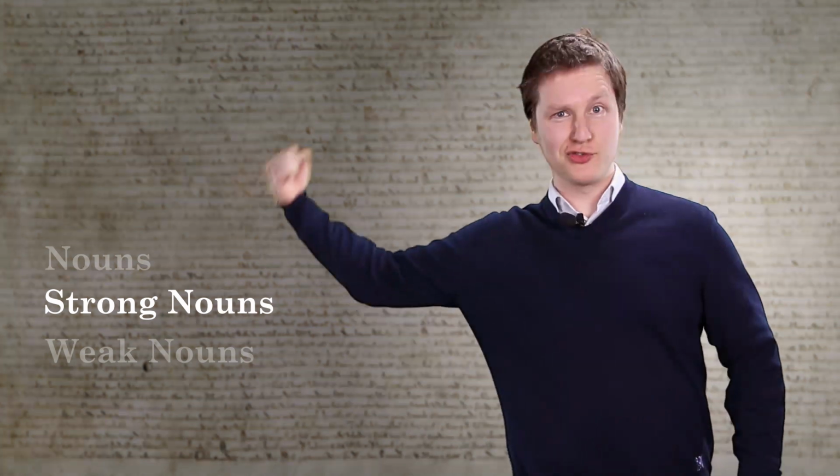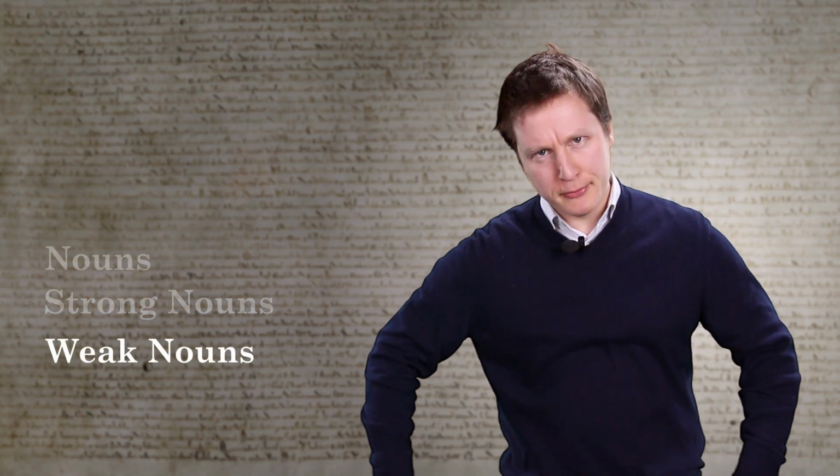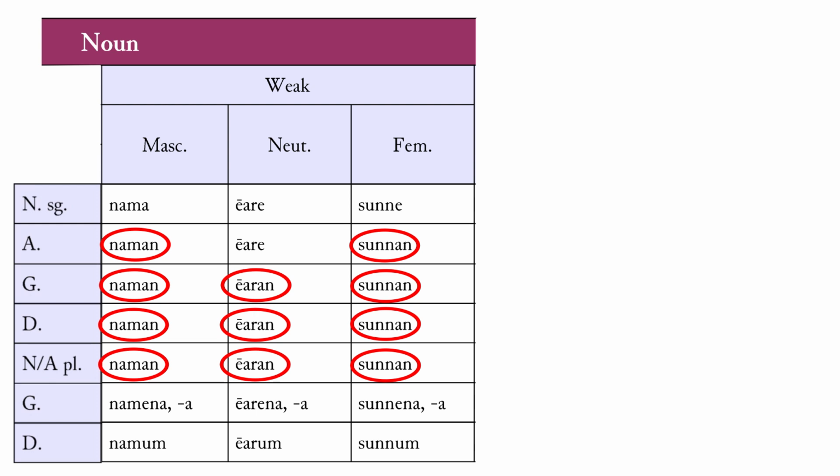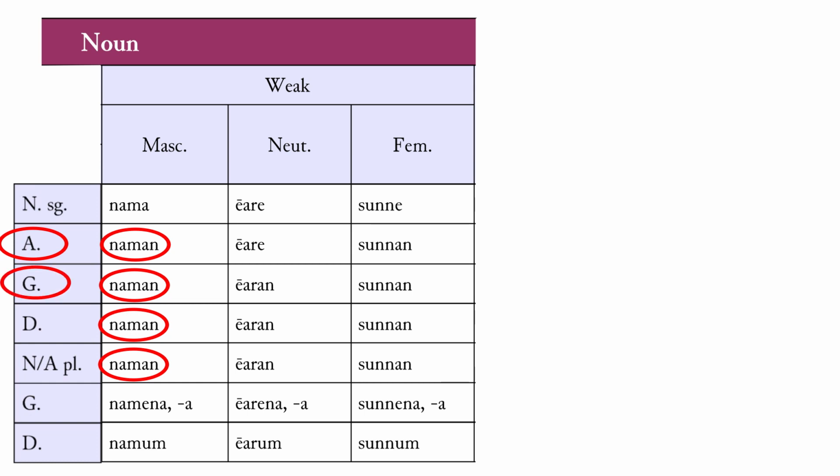Now that we've looked at the strong nouns, let's look at the weak nouns. Whereas the strong nouns make up about 60% of the nouns in Old English, the weak nouns make up about 30%. They're rather easy to recognize since most of the forms end in -an. This also means that you will usually have to look at the demonstrative pronoun or the adjective to find out whether, say, the noun naman is accusative singular, genitive singular, dative singular, or nominative accusative plural.